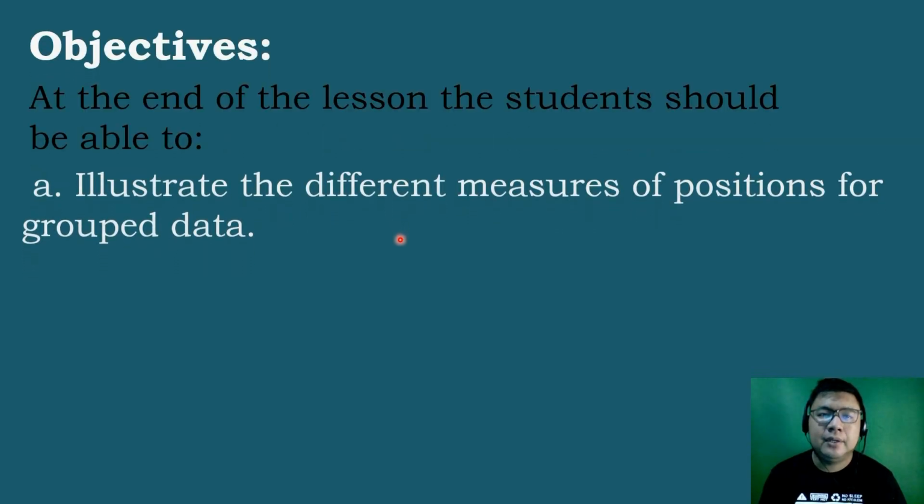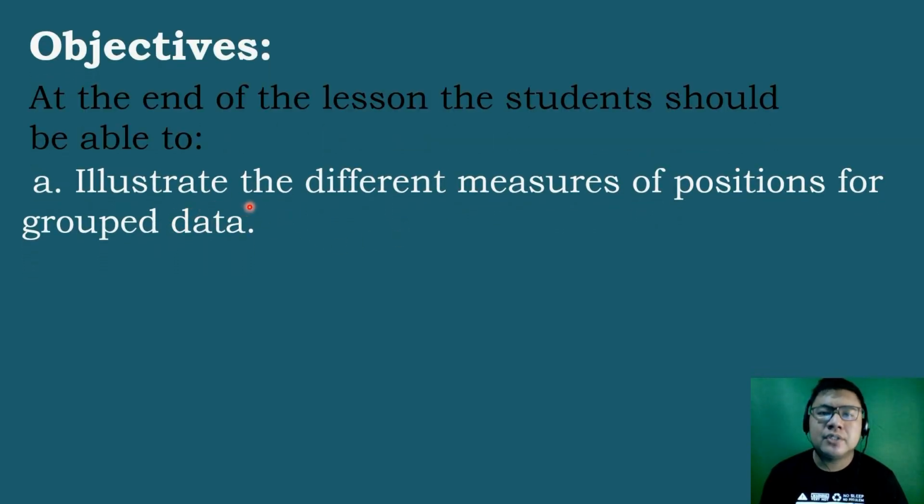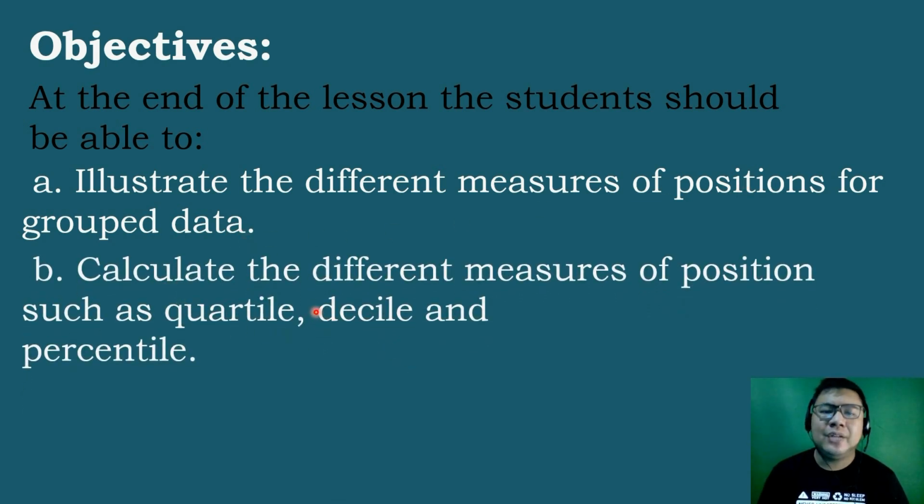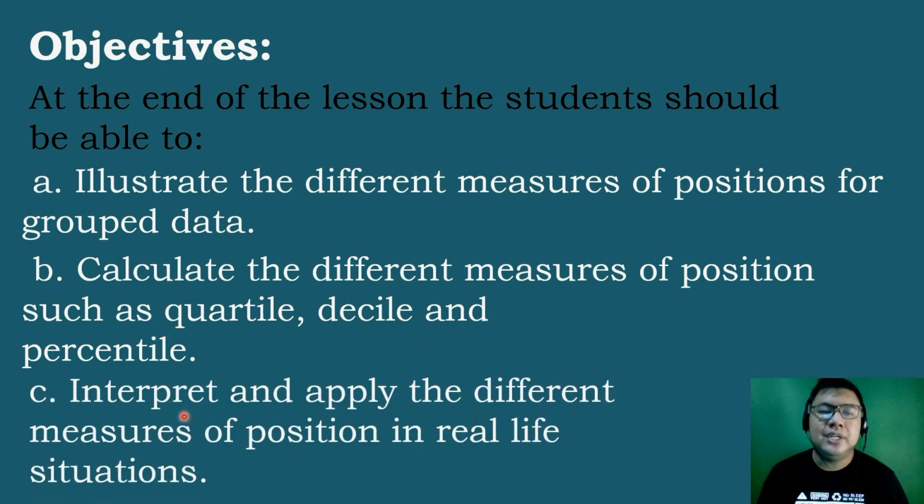These are the following objectives you need to attain for today's topic. Letter A. Illustrate the different measures of positions for group data. Letter B. Calculate the different measures of position such as quartile, decile, and percentile. Letter C. Interpret and apply the different measures of position in real-life situations.